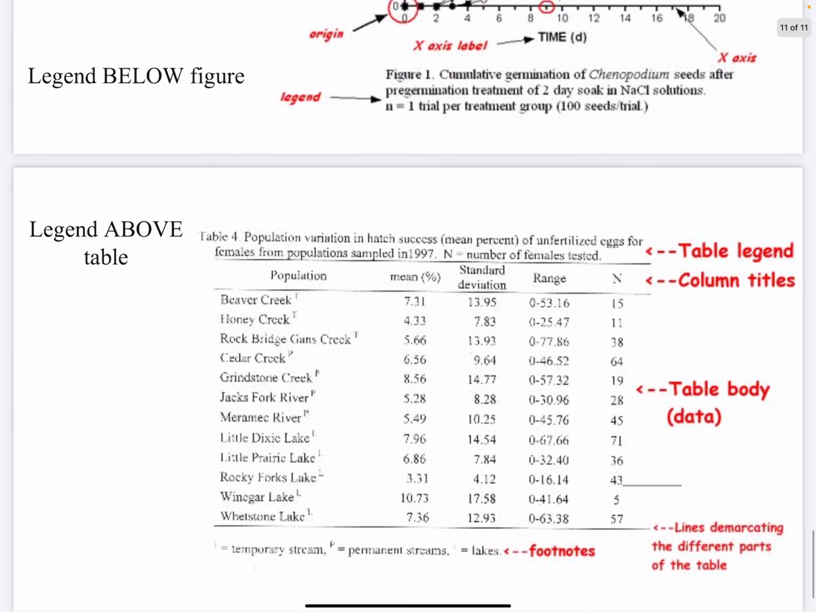And then for tables, it is a little bit different. With tables, the table legend goes above the table. And so then you have your table, you have your column titles, your table body, which is the data, and then you have footnotes. If you use any kind of symbols like up here on the populations, then make sure you have a footnote that shows what those symbols mean.